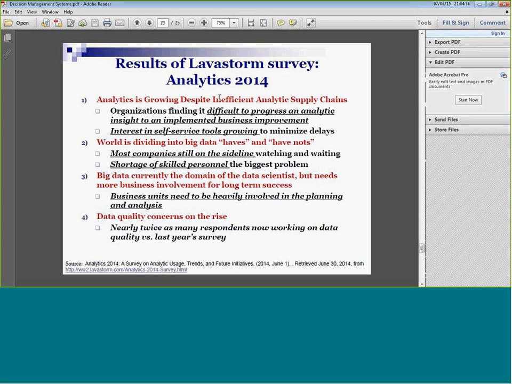Now, what do we mean by an inefficient analytics supply chain? Well, here's what we mean. Organizations find it difficult to progress an analytic insight into an implemented business improvement. That's exactly the point I've been trying to make. Interest in self-service tools is growing to minimize delays.